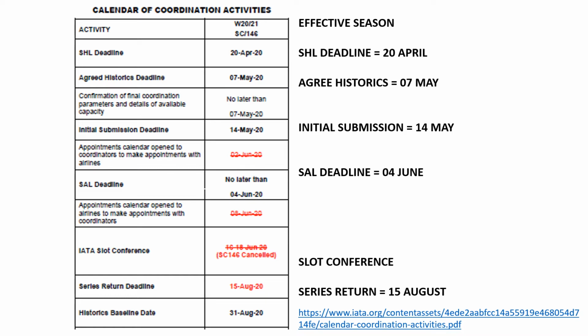This is what the calendar looks like. Now, I'm sure you've come across this at some point or another. This specific calendar was revised, which is why you'll see some red highlights in there. This is because due to COVID-19, the IATA slot conference has been cancelled in June. However, you will notice that the rest of the deadlines are still in force. I've included the link here as well for this calendar.